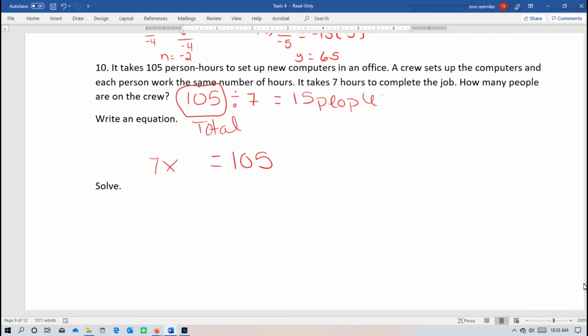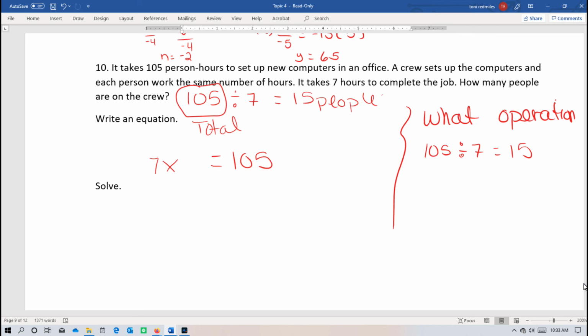So first thing I need to ask myself is, what operation? Well, I chose to divide. Okay, I did logic first. You may have chose to multiply. Remember, they're opposites, so both is true. All right, so I said 105 divided by 7, and when I did that, that was 15. So it must have taken 15 people to do this job. All right, each working 7 hours to get that 105 hours.